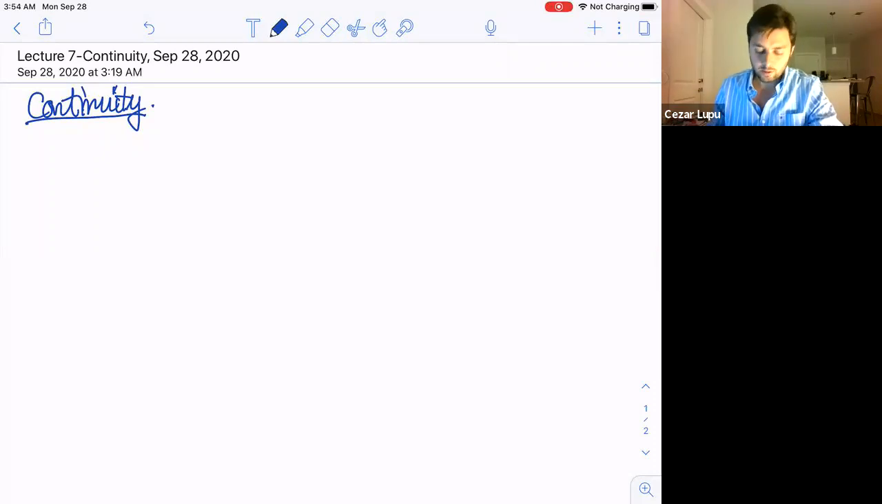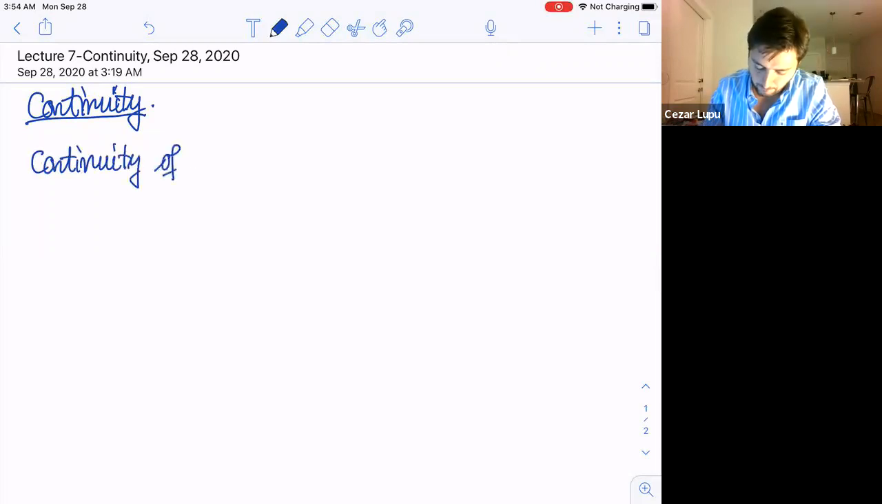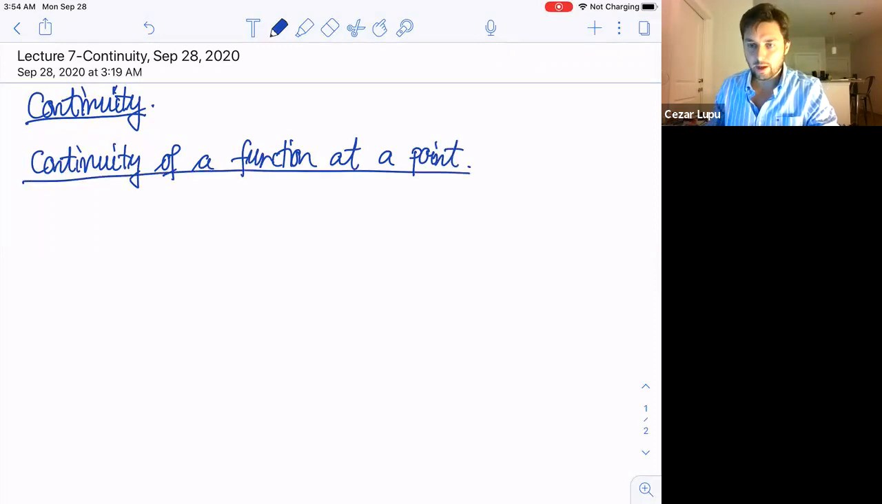All right, so let's talk about the first thing we want to talk about: continuity of a function at a point. Geometrically, it's quite clear what it means for a function to be continuous. In other words, you cannot interrupt the graph, so it just keeps going. It never stops.